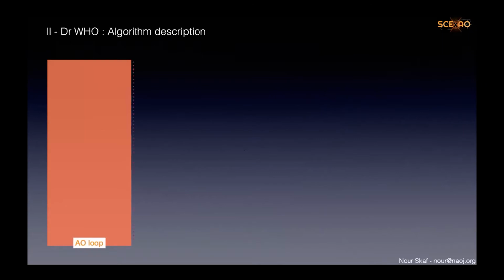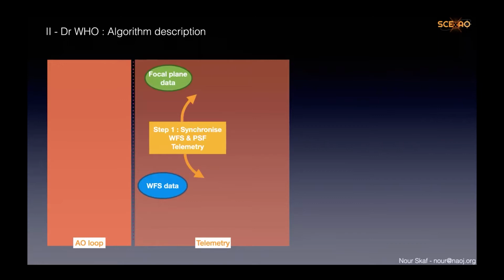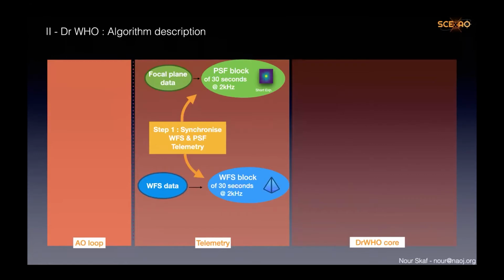While the adaptive optics loop is running, we save the telemetry of the focal plane data and the wavefront sensor data. So the first step is to take, let's say, blocks of telemetry data of a 30-second period, and we need to synchronize those blocks, to synchronize the wavefront sensor and focal plane telemetry. So we end up having two synchronized blocks for both focal plane and wavefront sensor data. And this is where the core of the Doctor Who algorithm comes into play.